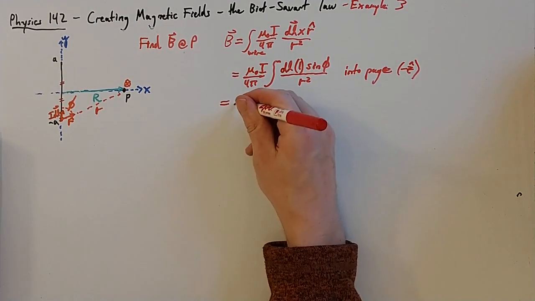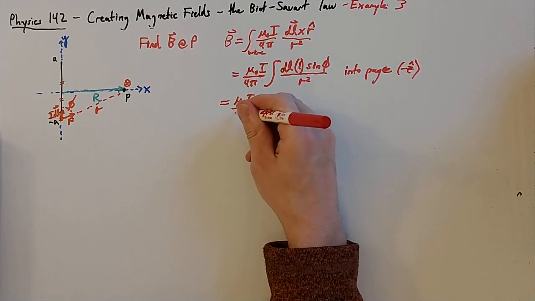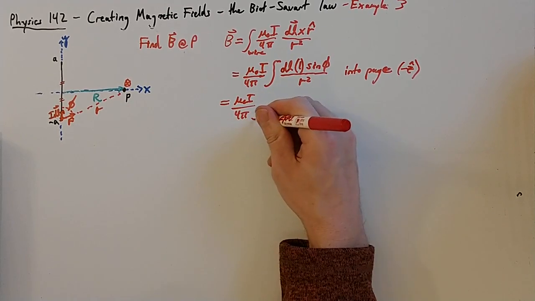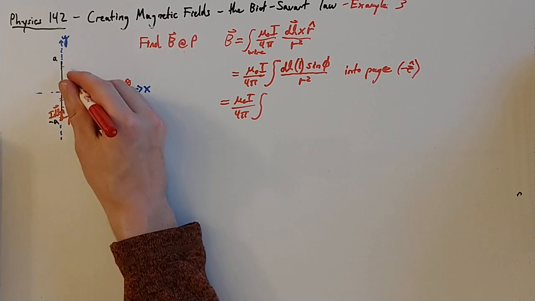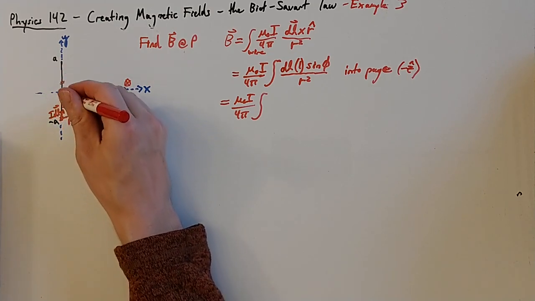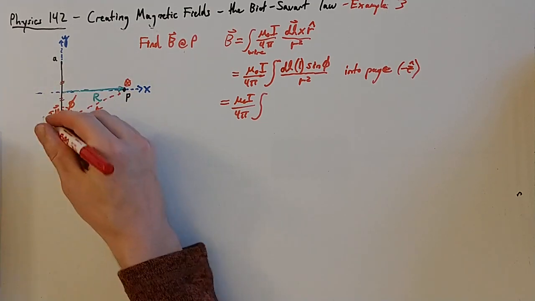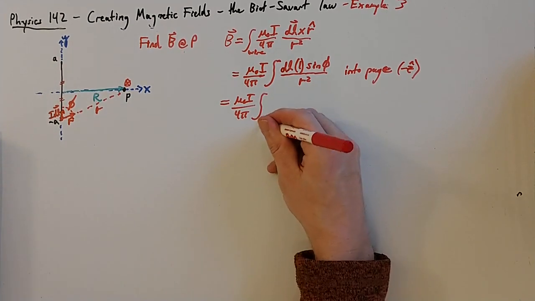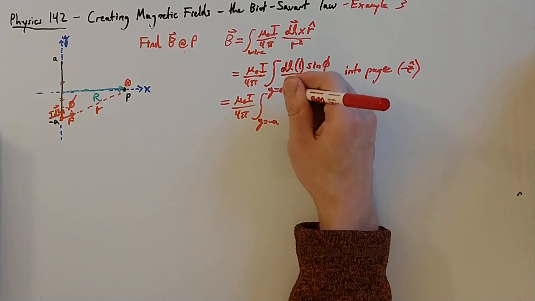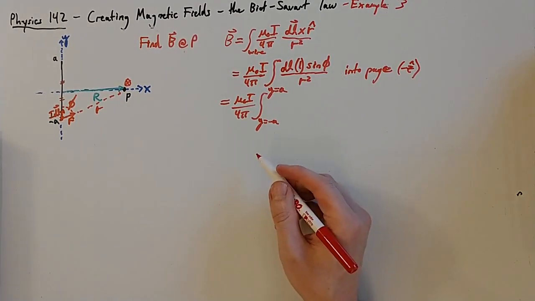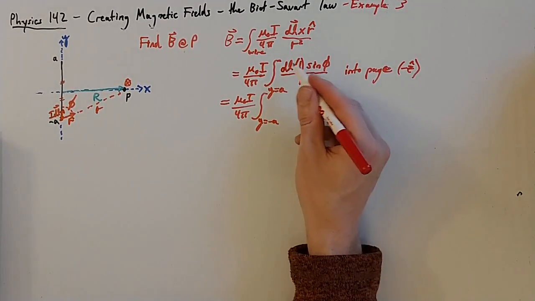All right, so we have mu naught times I over 4 pi. And now we're going to integrate, and we're going to integrate in terms of y. We want to integrate all of these different positions y. And so we'll start at y equals minus a, and we'll end at y equals a. All right, so those will be our limits of integration. Now we need to replace these things.